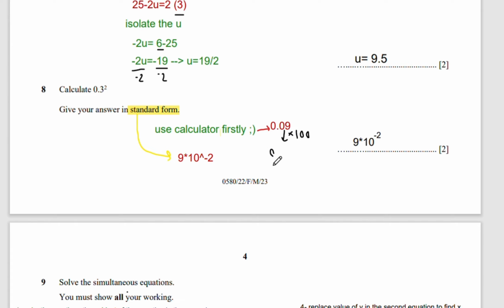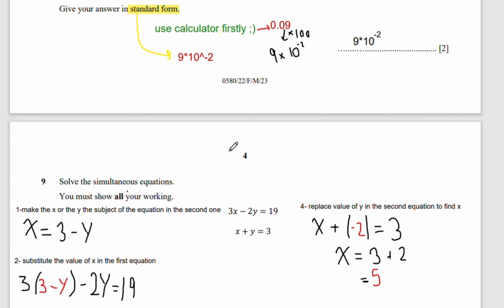So 9, multiplied by 10 to the power of negative 2, which is equal to 100. But wait, let me just make sure that it is the same answer. To make sure your answer is correct, write it also on your calculator. You have a treasure between your hands, so don't lose it on simple marks that you can receive easily.